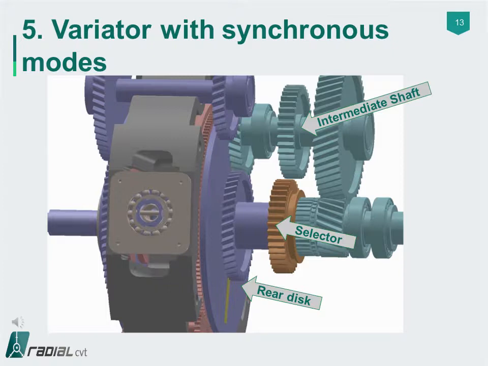In the synchronous 3-mode system, the front and rear discs are coupled by a coupling shaft via a gear on the intermediate shaft, thus replacing the coupling gear in the previous Gen 2 variator. A single selector, similar to those found in dual clutch transmissions, is used to select low, direct, and high synchronous modes as described in the following slides.